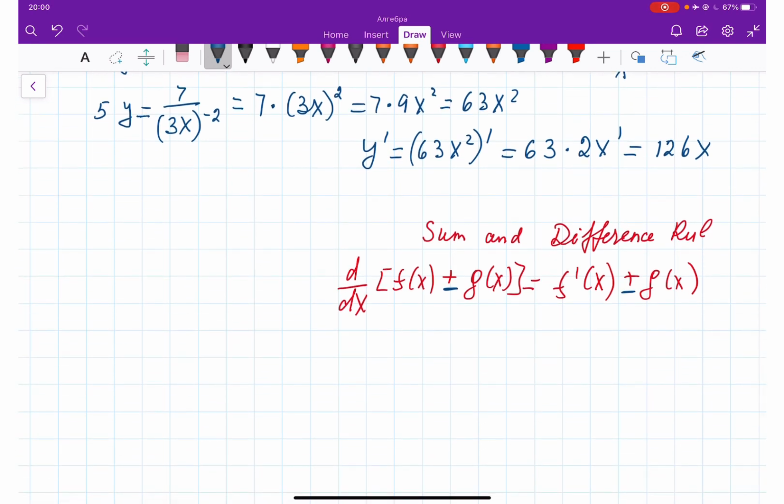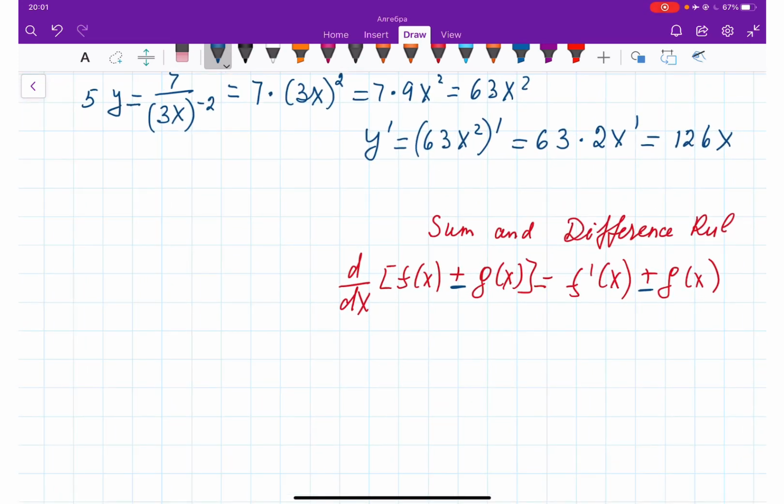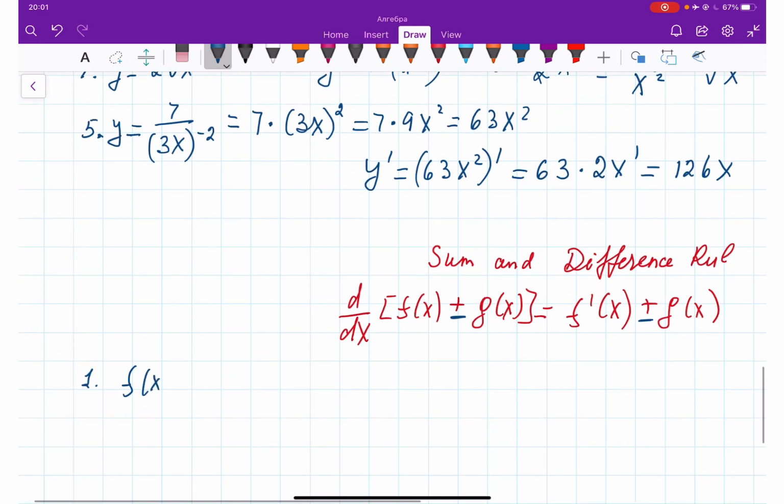Okay, let me solve a couple of problems. It's very easy. So f of x is equal to x cubed minus 4x plus 5. So from here, see, we have 3 terms instead of 2: 1, 2, and 3. f of x, g of x, and then let's say this one is k of x.